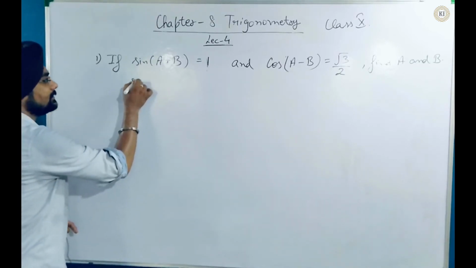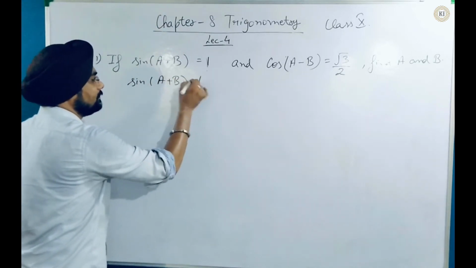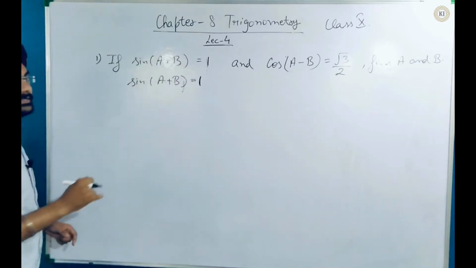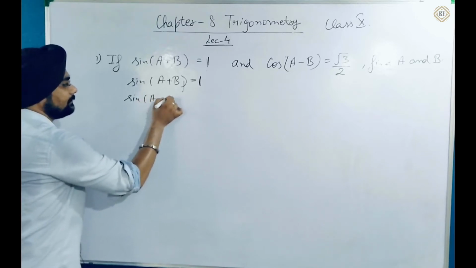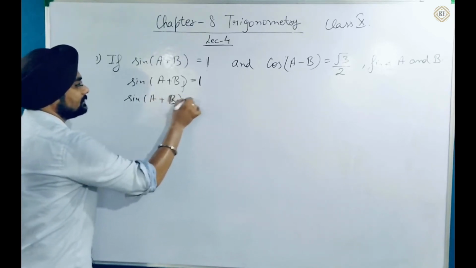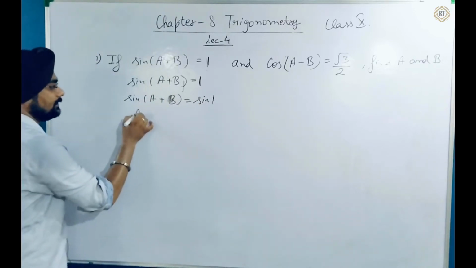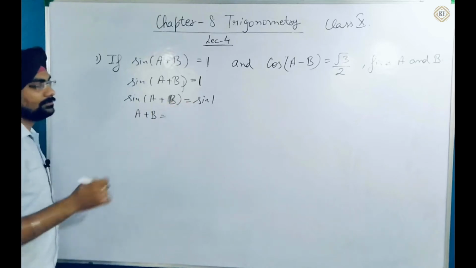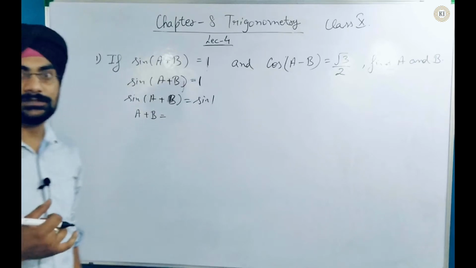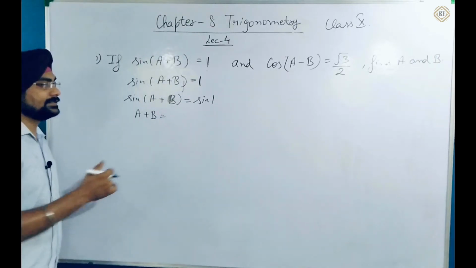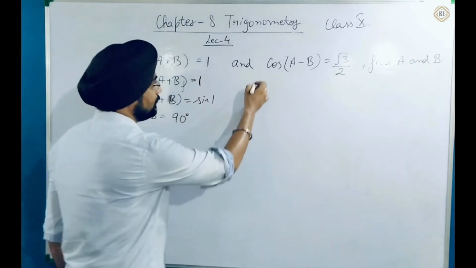So see how to solve this type of question. When we take sine(a plus b) is equal to 1, we take sine on both sides, so here also we will write sine(a plus b) is equal to sine 1. Now a plus b, the value of 1 will come in which case? We have studied that the value of sine 90 degree will come as 1. Same case we will do here also.